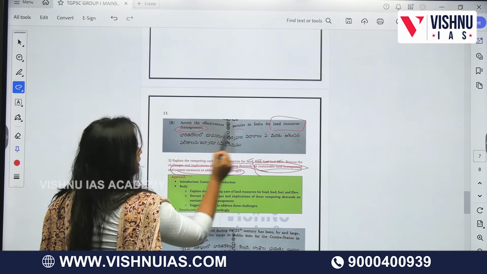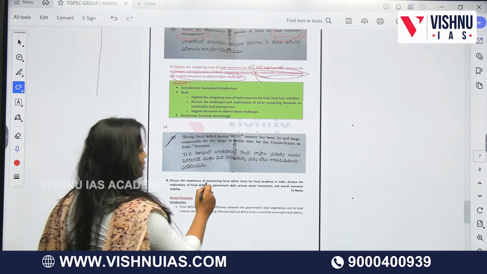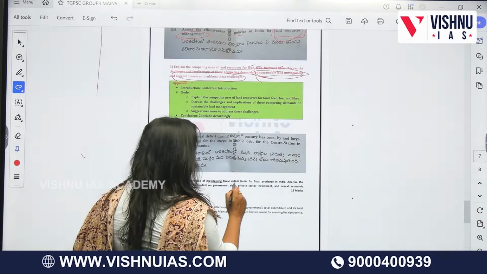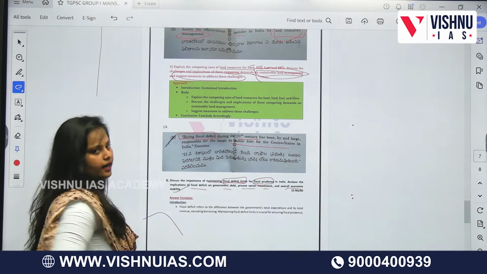We even gave model answers, even for those who couldn't tackle it in our main test series. One who really prepared that would have easily tackled such questions. Next, discuss the importance of maintaining fiscal deficit limits for fiscal prudence in India. Analyze implications of fiscal deficit on government debt, private sector investment and overall economic stability, is what we asked. Rising fiscal deficit during the 21st century has been by and large responsible for the surge in public debt for the center and states in India. Examine. Directly the question.